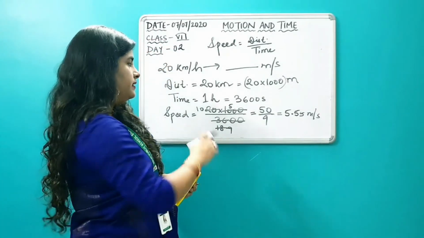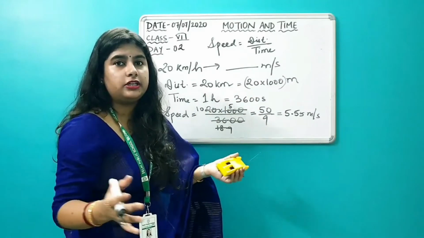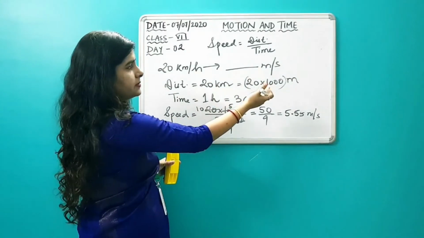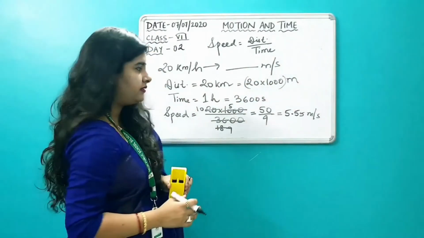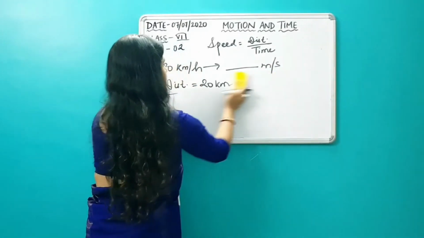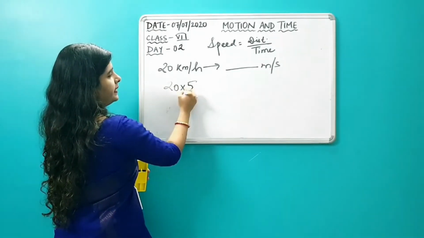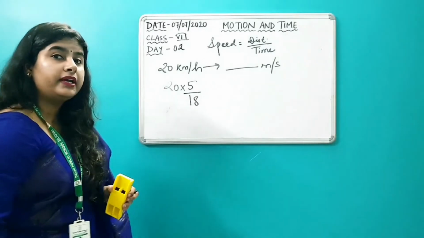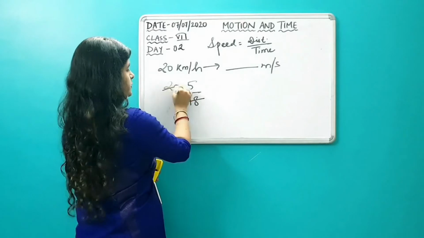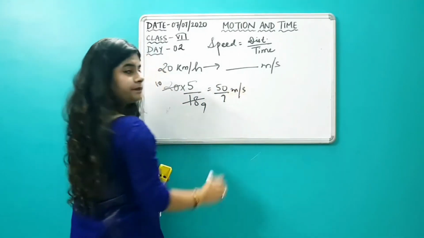Another important thing, this is for your clarification. I have done it in such a long method. Instead of doing this, if you have to convert kilometer per hour to meter per second, you can directly multiply by 5 by 18. So 20 into 5 by 18. Directly you can do this. In this case also your answer will be the same, 50 by 9 meter per second.